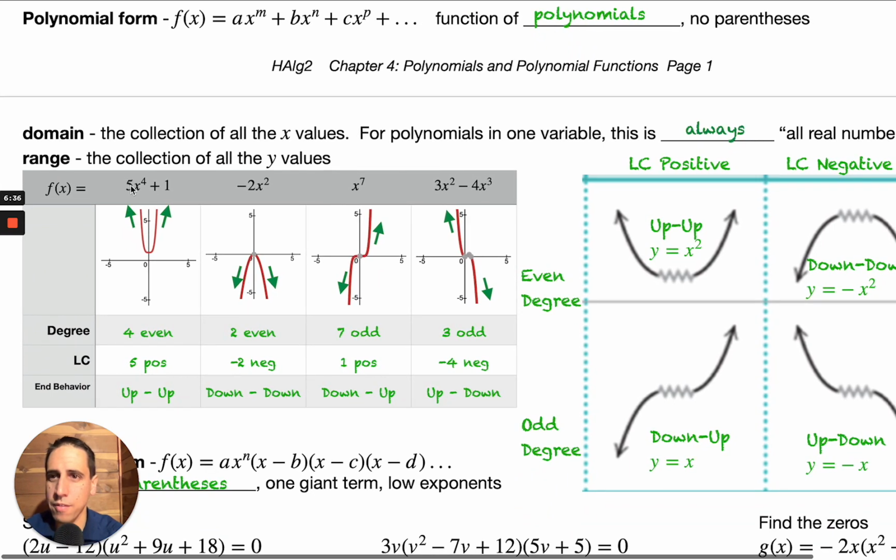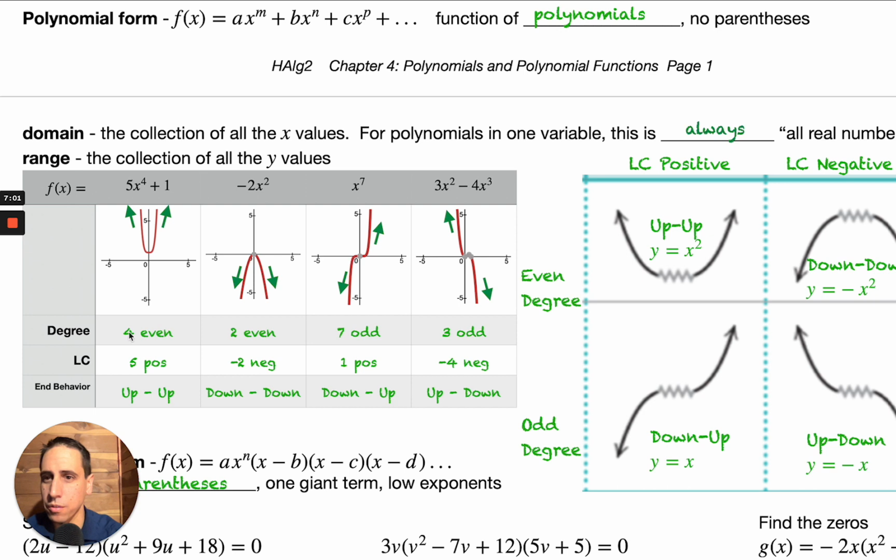So if we were to graph 5x to the fourth plus 1, you notice that this is a zoomed out version. Eventually, as x goes to negative infinity, as you get lower and lower x values, this is going to keep on going up. And the same thing over here. As x gets larger and larger, the y values get higher and higher. And so we can call that behavior up, up.